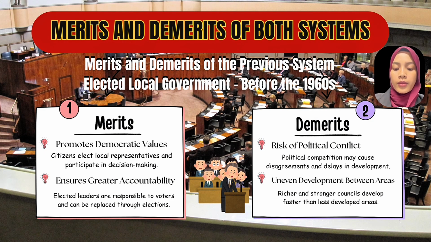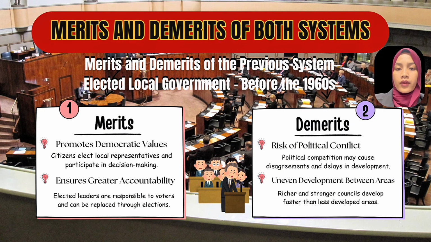They elected a local government before 1960. So, the first point is that the local government system promoted democratic values because citizens had the right to vote for their local representative. This ensures that community needs and interests are reflected in local decision making, while also encouraging greater public participation and trust in the local authority. For example, before local elections were suspended in 1965, residents in cities such as Georgetown and Kuala Lumpur could elect councillors who represented the interests of the local community.